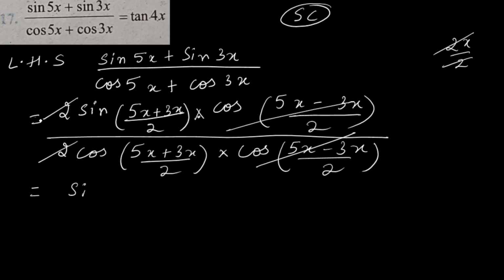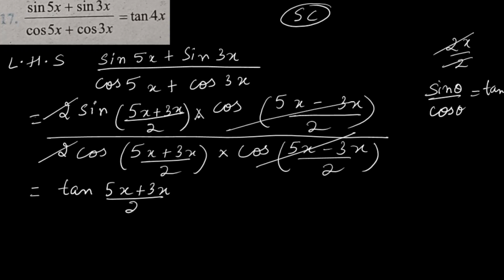Now what I am left with is sine by cos. So what is sine by cos? Sine theta by cos theta equals tan theta. So we can write, because same angle, this is also 5x plus 3x by 2, this is also 5x plus 3x by 2. So I can write sine by cos as tan, and the angle we can write as 5x plus 3x by 2. Because the angle is the same, I just directly converted sine by cos into tan.